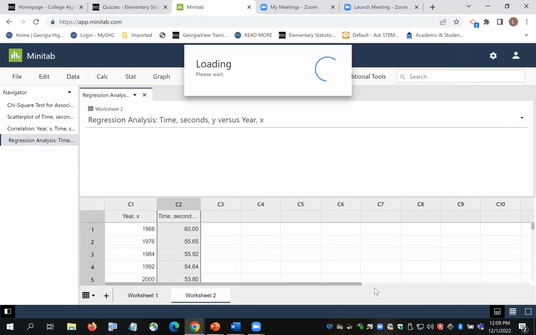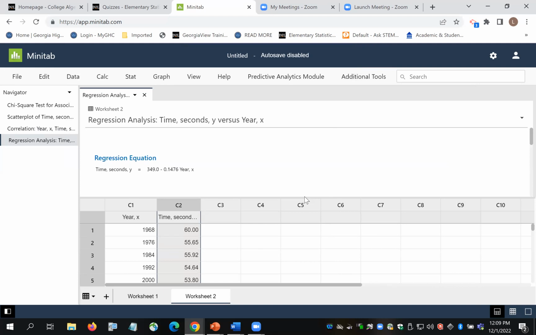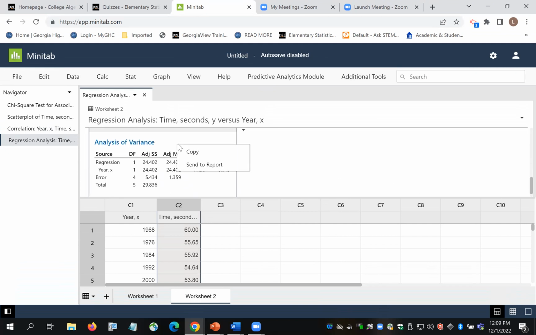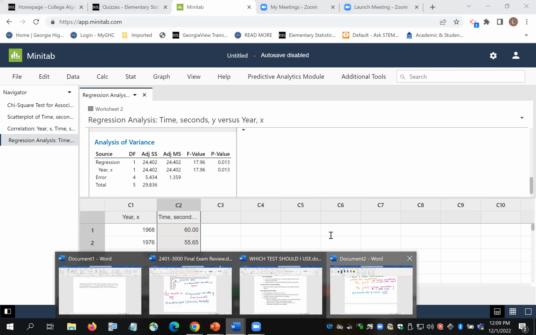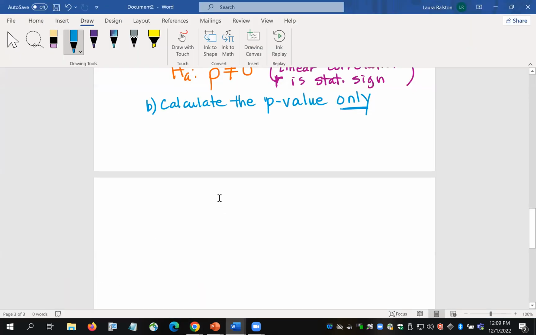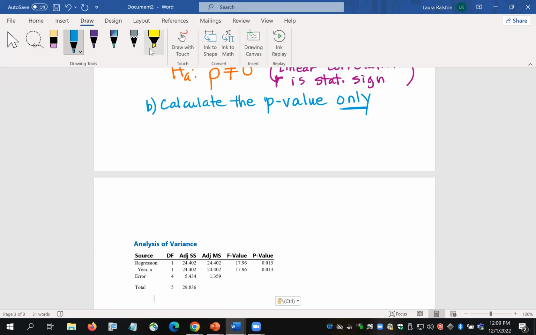Then I click OK. And remember, we get lots and lots of information. So we have to scroll down until we find the header, analysis of variance. And on that table, we find the p-value. So my p-value is 0.013.